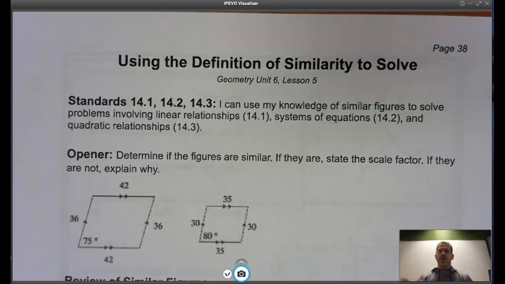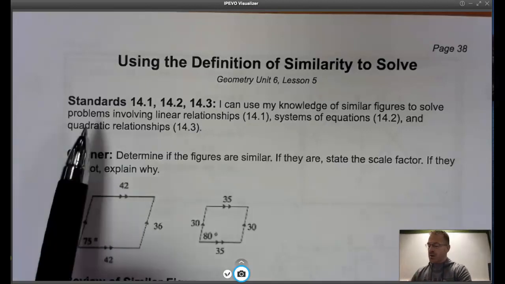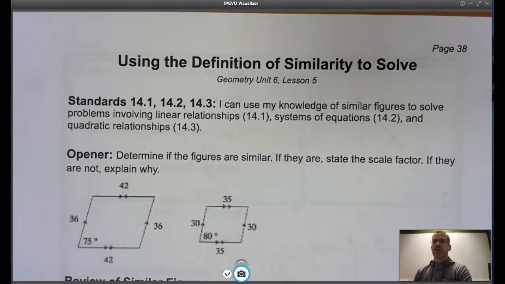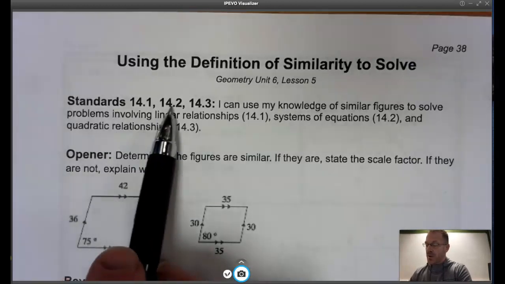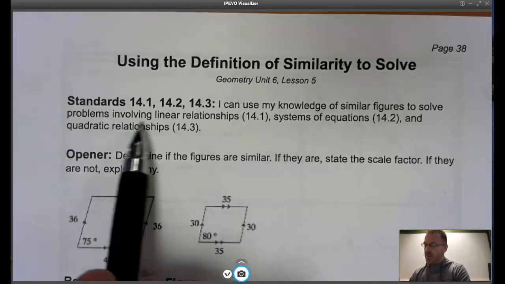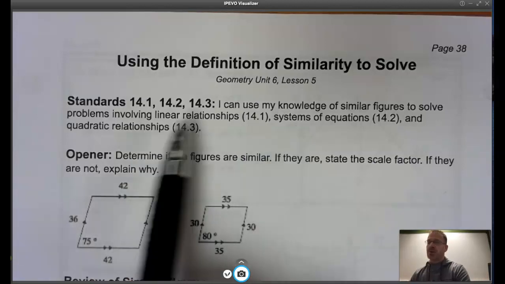All right, so we are going to continue our conversation about similarity. In the last lesson, you talked about the ways to show that two figures are similar. Notice our standards here. We're on page 38, Unit 6, Lesson 5, standards 14, 1, 2, and 3. I can use my knowledge of similar figures to solve problems involving linear relationships, systems, and quadratics.